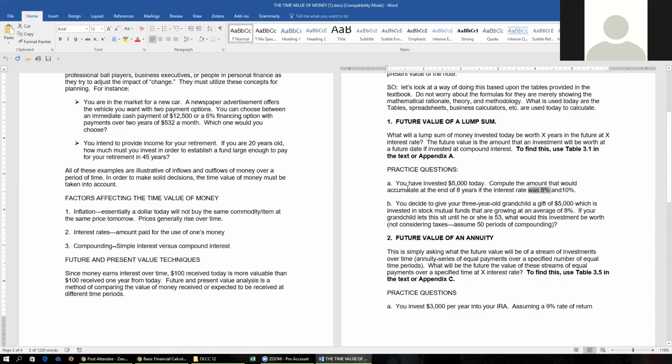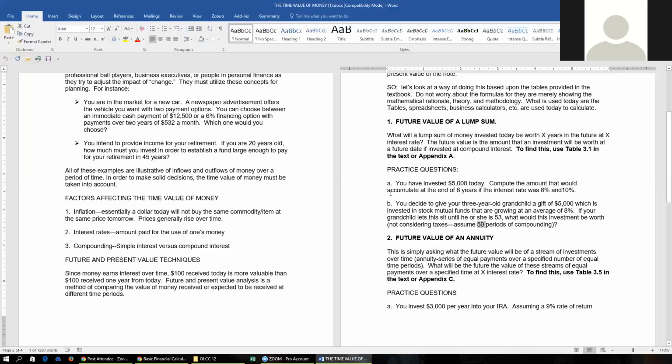You're doing the same thing you did up here, just your N, the number of years, is 50, not 8. But otherwise, it's the same. And as you can imagine, that's going to grow quite a bit. That's a lot of years for that money to sit there. So that's one type of problem.